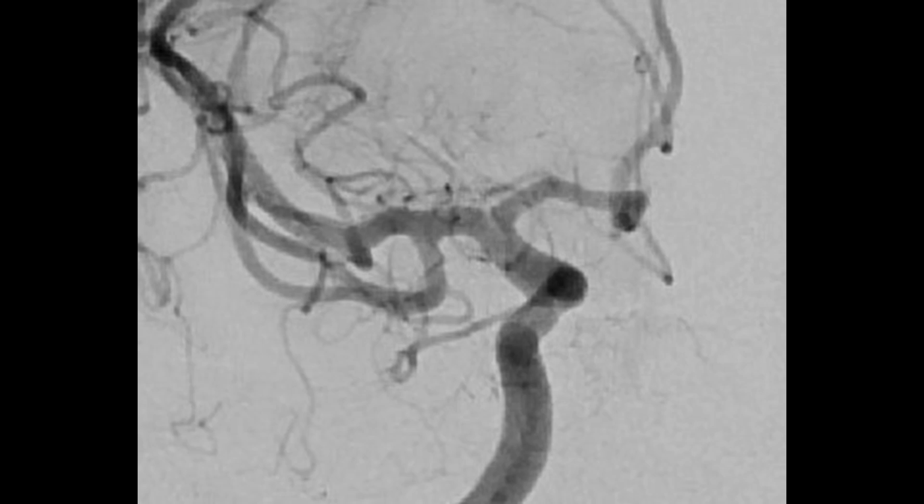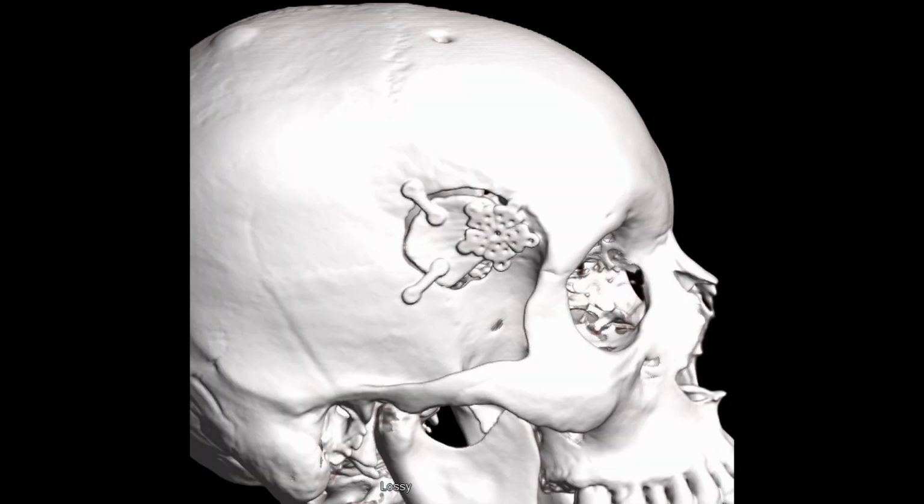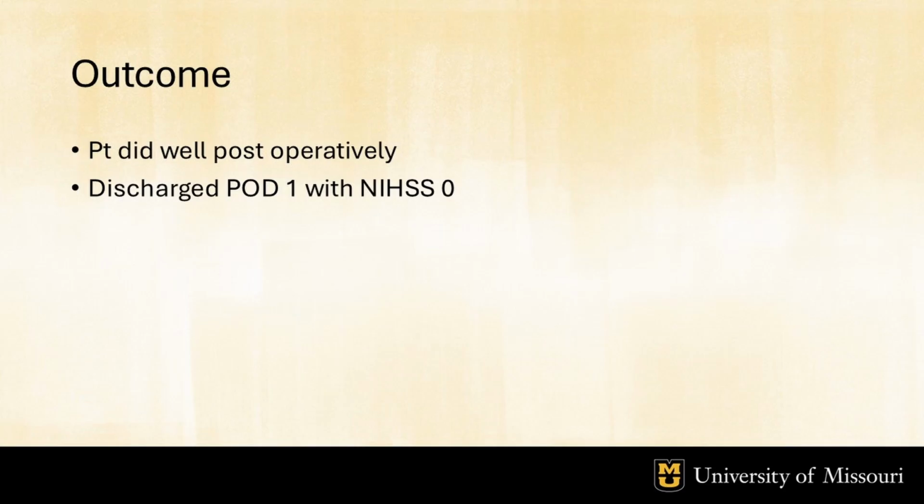Post-operative angiogram showed complete exclusion from the circulation, and all the vessels were open. A CT scan shows the small 3 centimeter craniotomy. Patient did very well and was discharged post-operative day 1 with no deficits.